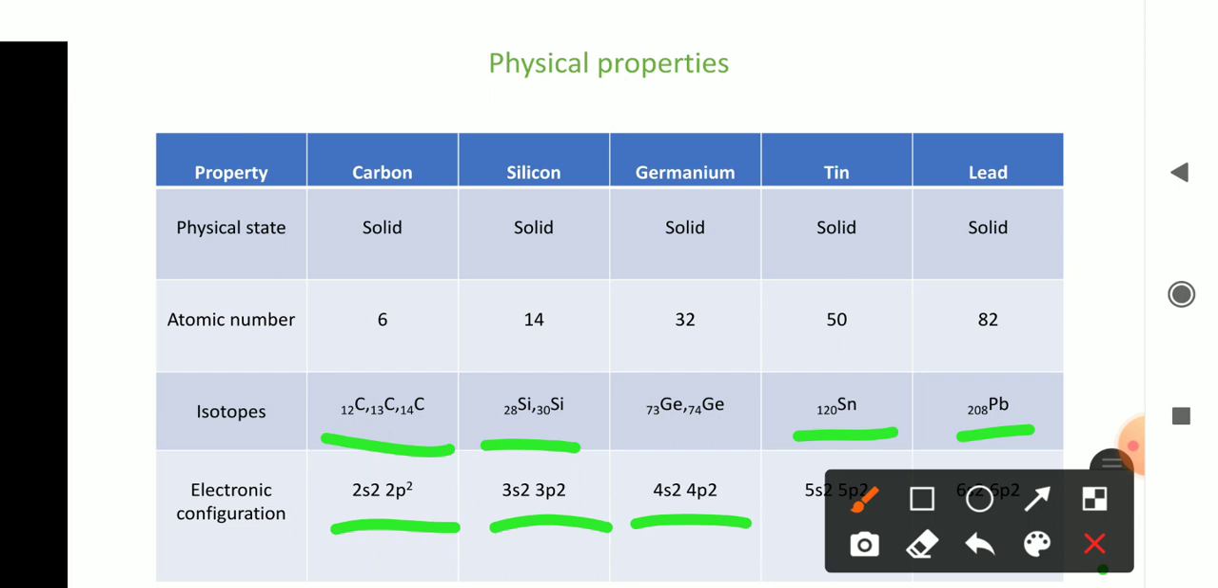So in this slide, what are the physical properties we have discussed? We have seen the physical state of the elements of group 14, then their atomic numbers, then their isotopes and finally their electronic configuration. Okay.